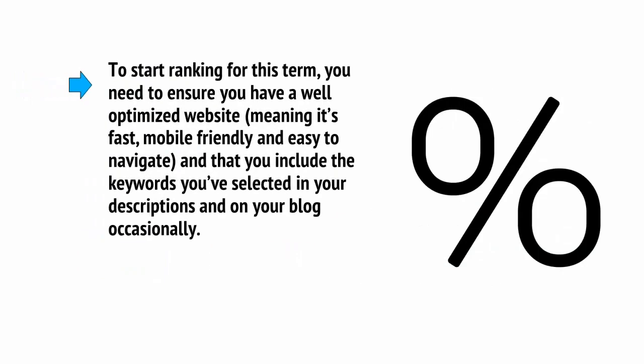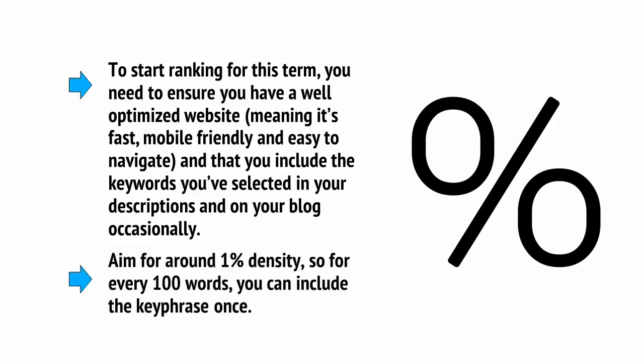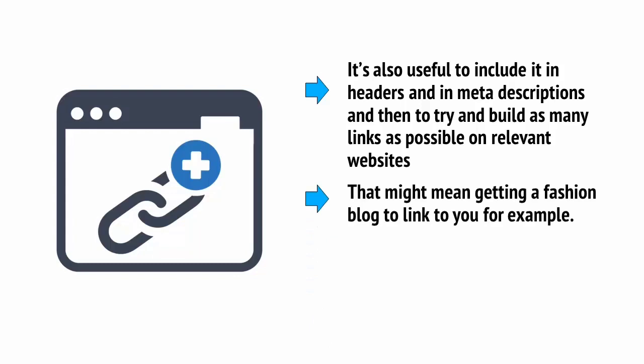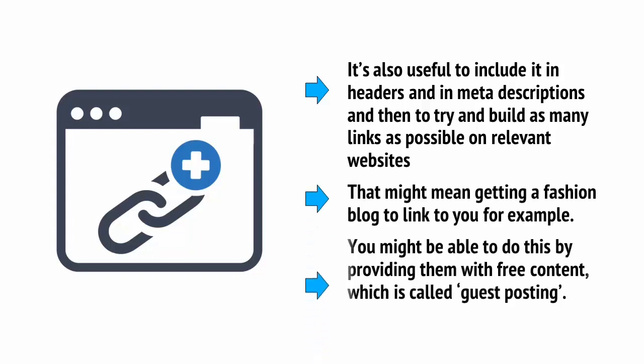To start ranking for this term, you need to ensure that you have a well-optimized website, meaning it's fast, mobile friendly, and easy to navigate, and that you include the keywords you've selected in your descriptions and on your blog occasionally. Aim for around 1% density, so for every 100 words you can include the key phrase once. It's also useful to include it in headers and meta descriptions and then to try and build as many links as possible on relevant websites. Now, this might mean getting a fashion blog to link to you, for example. You might be able to do this by providing them with free content, which is called guest posting.